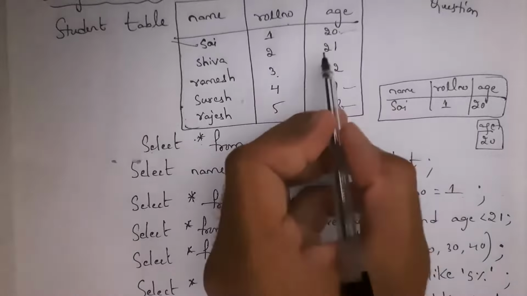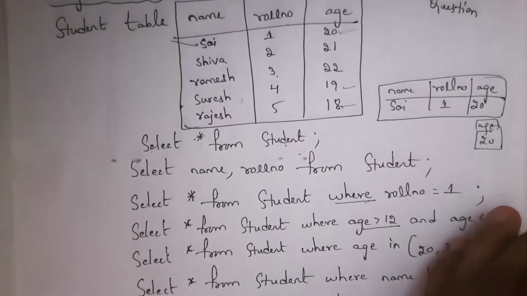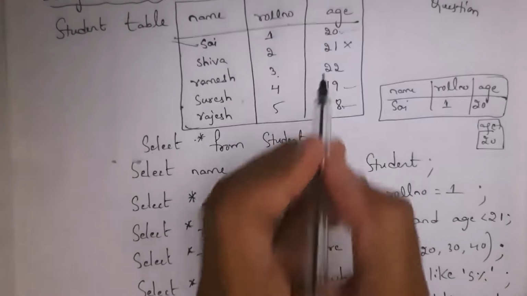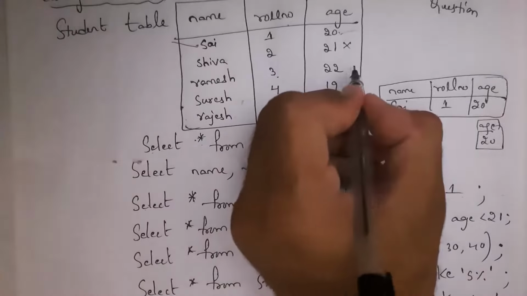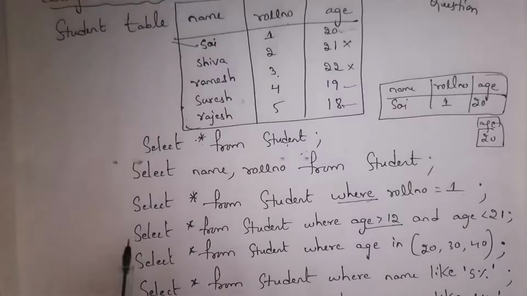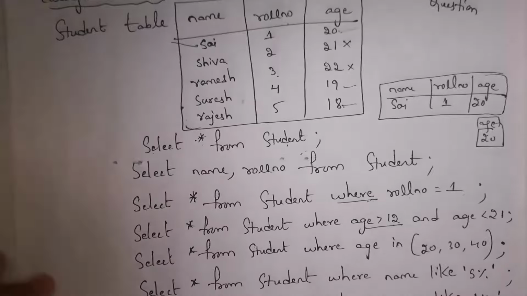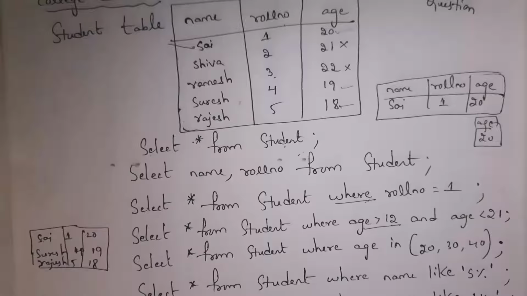And next 21. 21 is greater than 12 but 21 is not less than 21. 21 equal to 21, so this is not accepted. And similarly 22. 22 is greater than 12 but 22 is not less than 21. 22 is greater than 21, so this is not accepted. So whenever I write select star from student where age is greater than 12 and age is less than 21, it will display the output: name Sai roll number 1 age 20, name Suresh roll number 4 and 19, name Rajesh roll number 5 and 18. By using AND we can give multiple conditions.